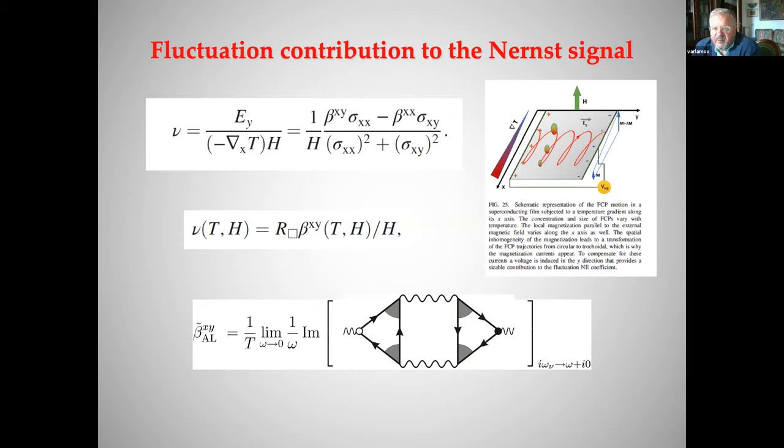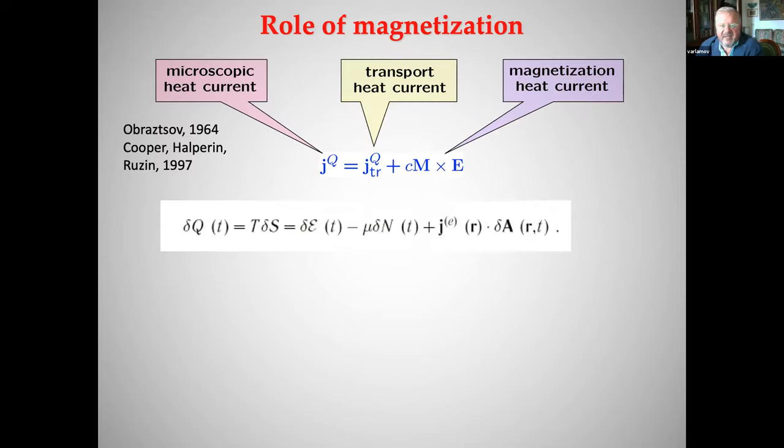So to resolve this problem, we used the results of Yuri Obraztsov, who in 1964 drew attention to the fact that when you speak about heat current, it is necessary, besides the transport part, to take into account the magnetization contribution to heat currents. What does it mean? It means that if you calculate the heat, you have to take into account the appearance of magnetization. It is well known, from the Landau problem of 1930, that when you calculate magnetization, some H currents flow. But when you have a gradient of temperature, the H current from one side doesn't completely compensate the H current from the other side.